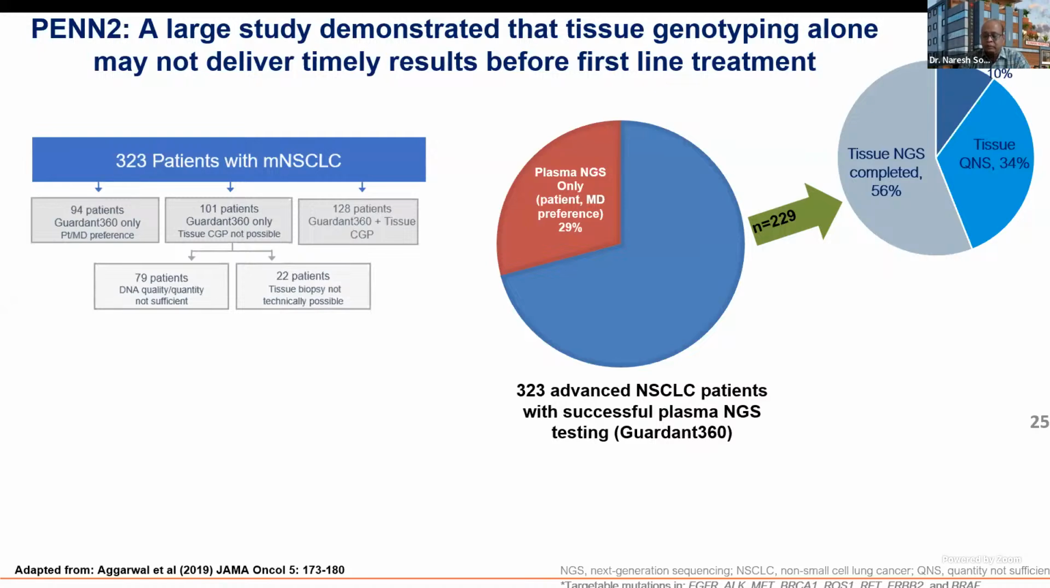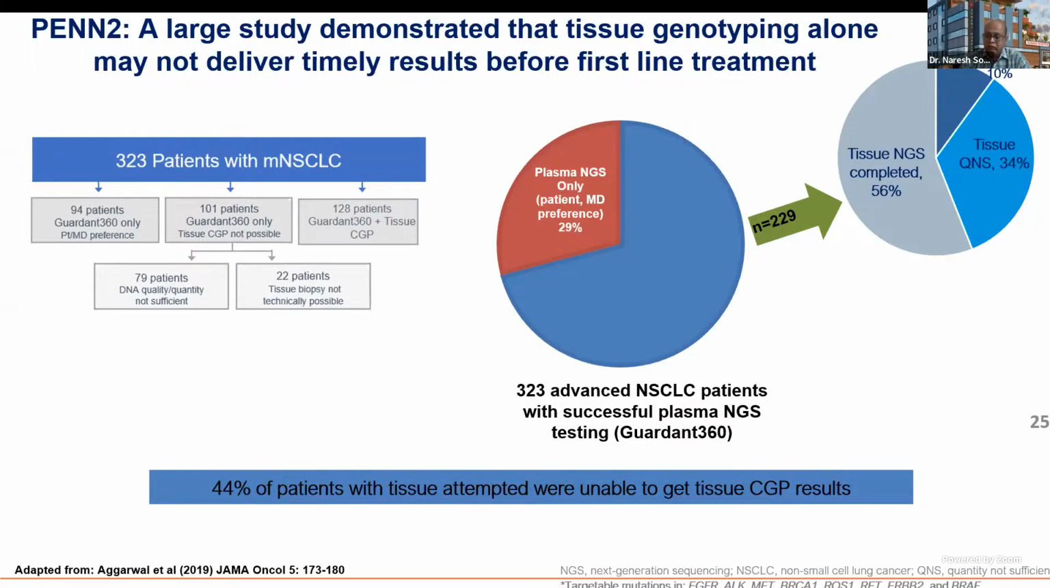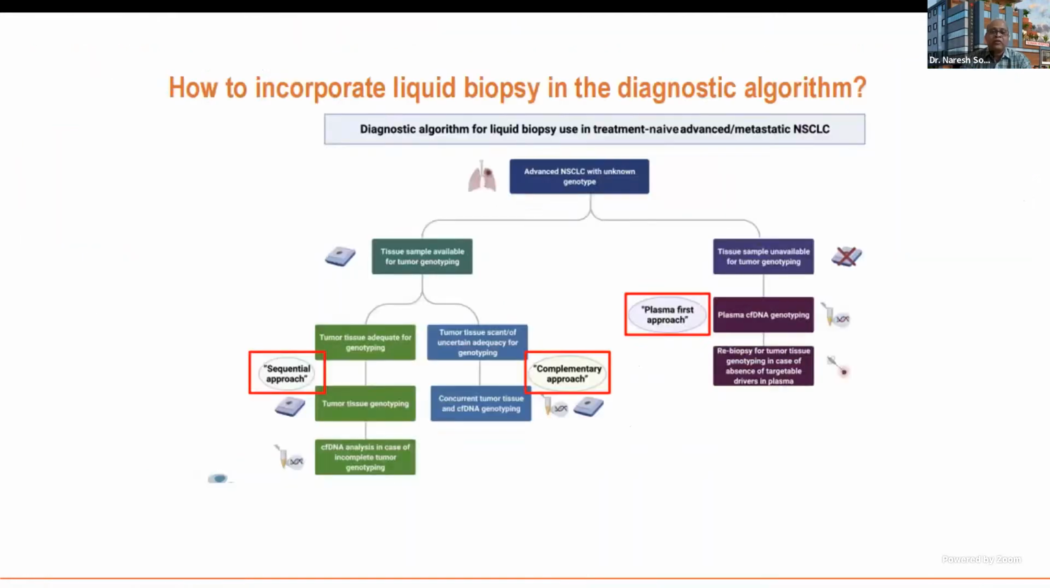Now PAN2 is another study where plasma NGS only patients were studied in a subset of patients, and we know that not every patient has tissue. Tissue is a big issue. Sometimes the tissue is inadequate. Then we feel misery, we feel sorry, we feel frustrated for our patient after 2 or 3 weeks, when we come to know that tissue biopsy or NGS is not possible. So that was about the NGS.